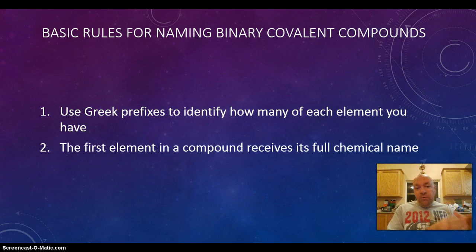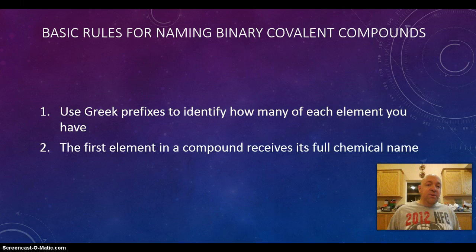So after you've put the prefix, so if there's 3 of them and you put tri, then the first element in the compound receives its full chemical name. And that you can just take right off the periodic table. So if it was hydrogen and there were 3 hydrogens, you would say tri, and then the element gets its full name, so it'd be trihydrogen. If it was nitrogen, it'd be trinitrogen. If it was chlorine, it would be trichlorine, so on and so forth. You guys get the idea.